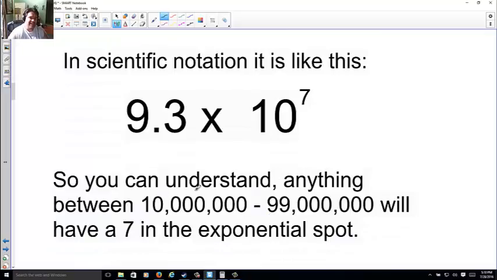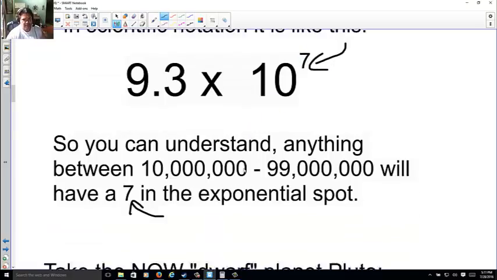So you understand anything between 10 million and 99 million will have a 7 in the exponential spot. So when I look at numbers, I can just look at this and get an idea of how big we're talking about. So anything to the 7 means, okay, that's between 10 million and 99 million.